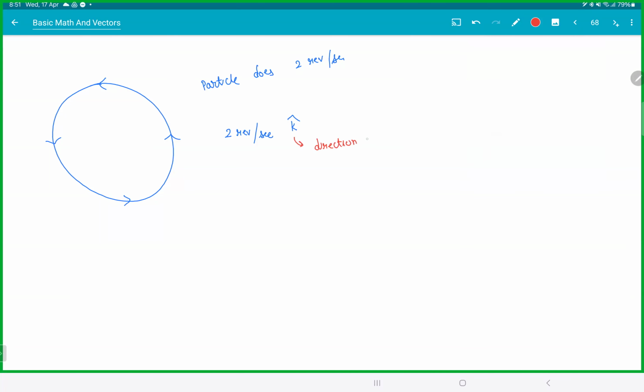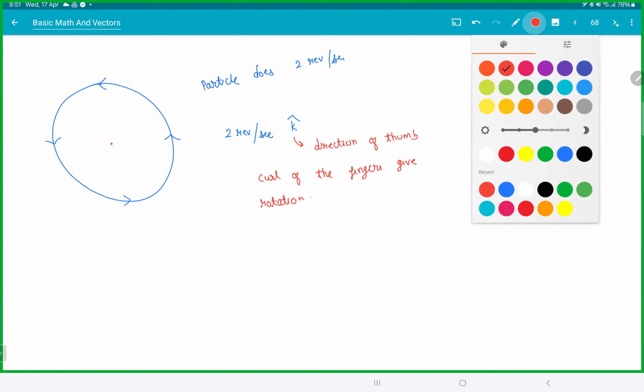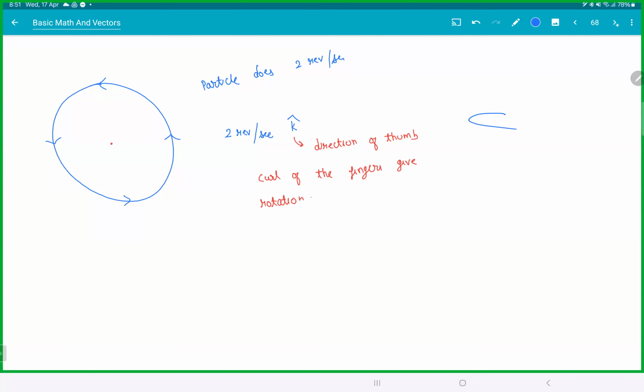I'll give you examples. And the curl of the fingers gives you rotation. It means you're saying the particle is having 2 revolutions per second k cap, out of the plane. Meaning the particle is going like this, but you're saying the direction is this. You getting that? That's not the actual direction, right?